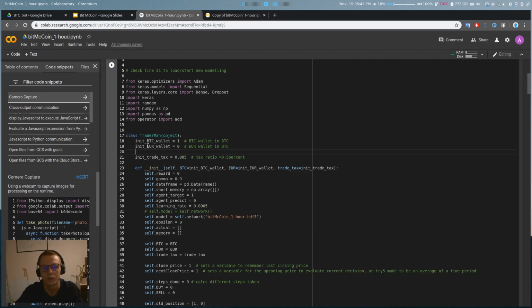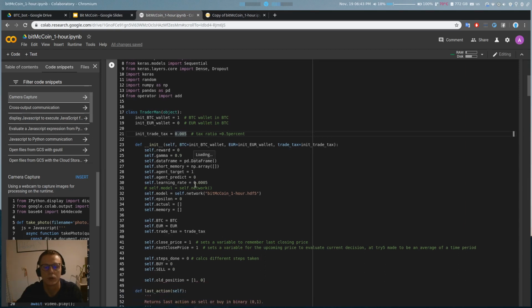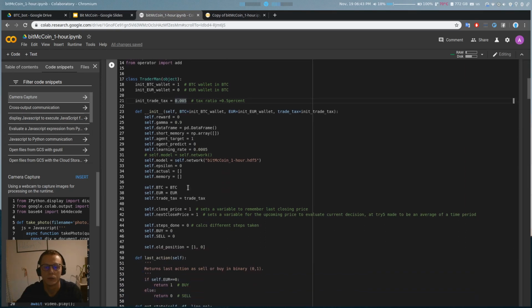The things that we set up at the start is the initial Bitcoin wallet. So the bot will have 1 Bitcoin at the start of every game, no Euros, and the trade tax, which currently in Coinbase is 0.5% for each trade. We set up other variables such as rewards, which we'll track to train the network.